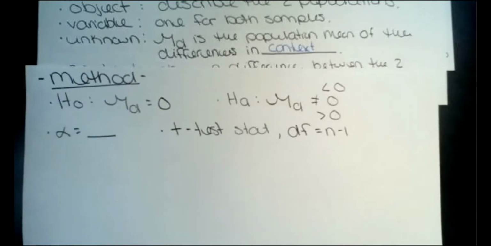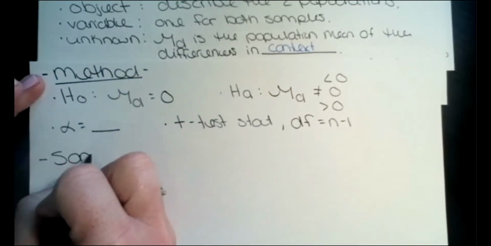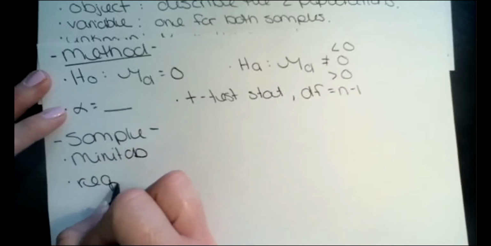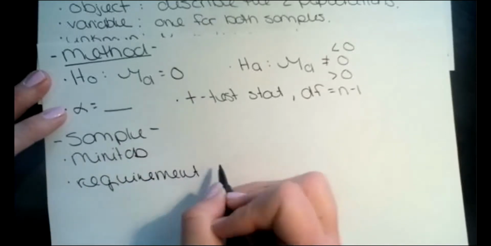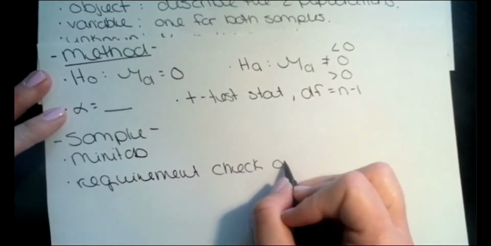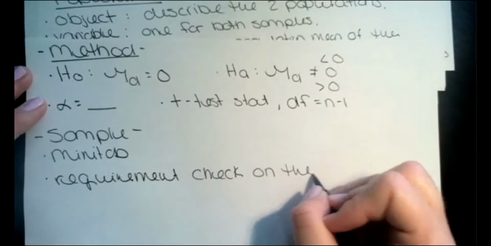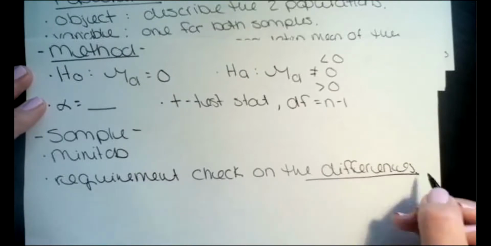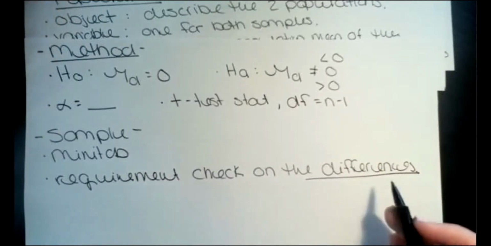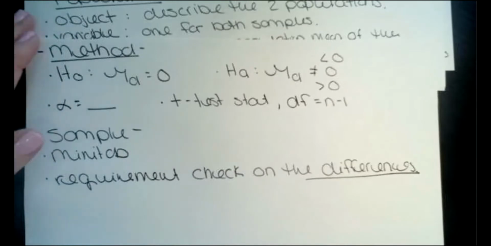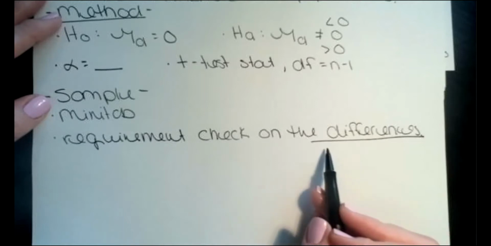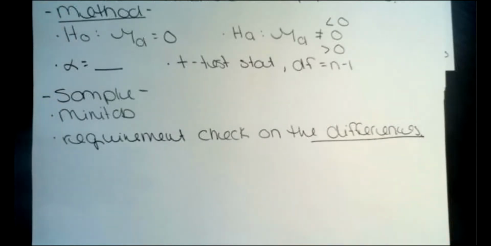Okay. All right. So let's take a look at our sample step. Of course, in our sample, we're going to have our Minitab, and we're going to check our requirements. So I'm just going to say requirement check on the differences. You know why I keep saying this? For the requirements, I wrote it out so much, and I'm saying it again because I see mistakes happen here. I see people just do it for each individual sample, and that's not what you're supposed to do. It's on the differences, because that's actually what we're studying now.